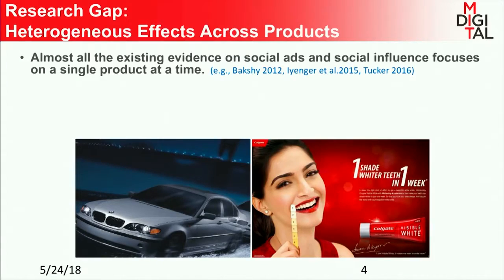When we are going to buy a car, we might be very much affected by our peers' decisions. However, when the decision comes to toothpaste, we are mostly by ourselves. As a result, we still lack cross-product empirical evidence, which can lead us to a more generalized theory of social influence in product decisions.